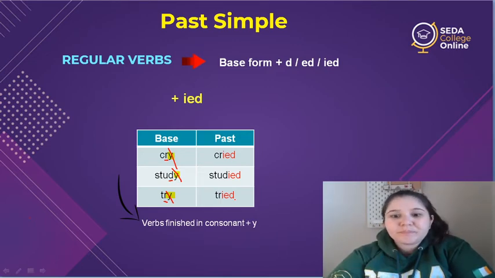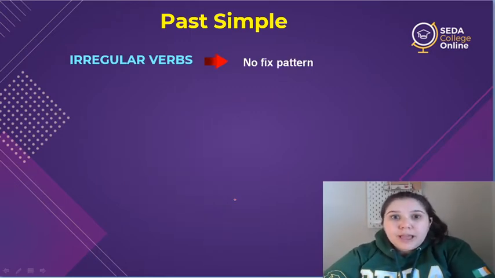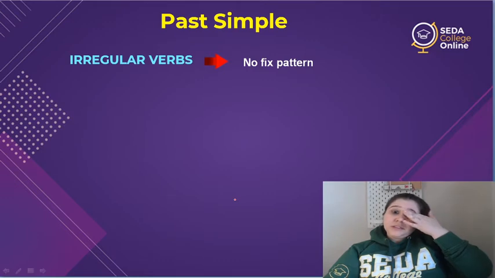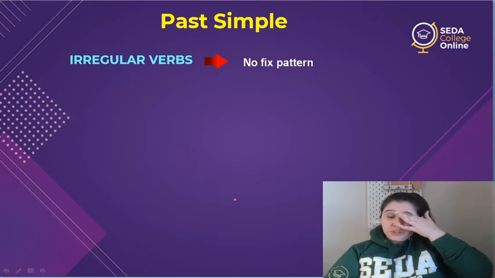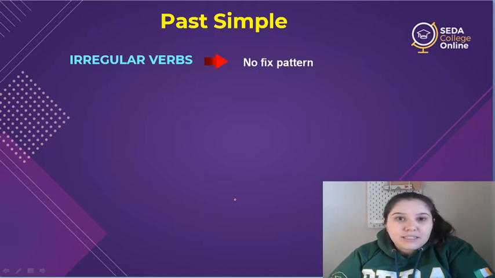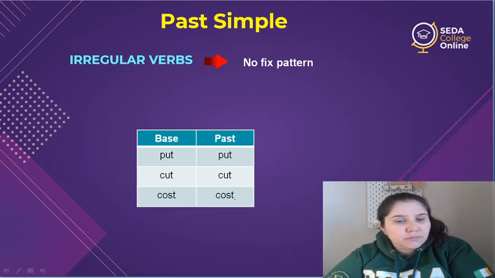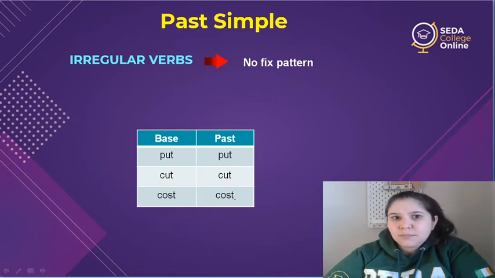Okay? Good. Now let's talk about the irregular verbs. The irregular verbs, they have no fixed pattern. So we don't have a rule like D, ED, or IED. The verbs, they can be very different. So let's start talking about these verbs here. Base form, put, past form, put. Base form, cut, past, cut. Base, cost, past, cost.